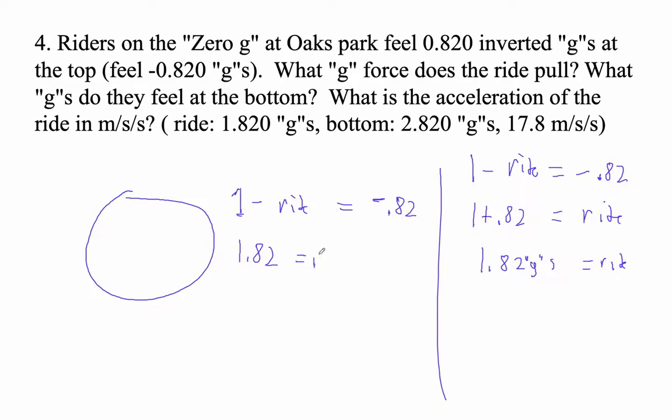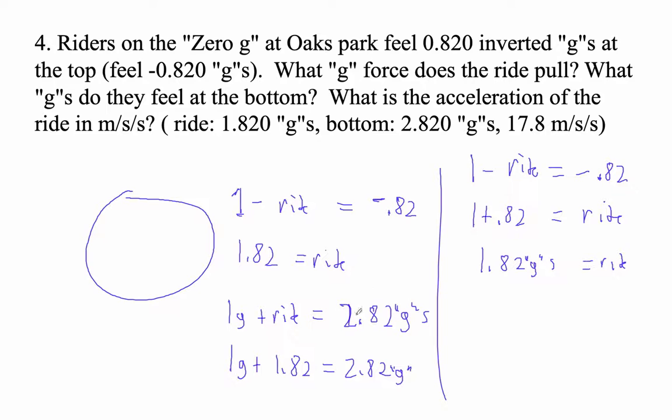So that's the ride. And then at the bottom, we'd feel 1 G plus the ride. So that's going to be 2.82, right? It's going to be 1 G plus 1.82 is 2.82 G's. Feel heavy at the bottom. You do. You actually could. This is a great one for the accelerometers. 2.82 G's.